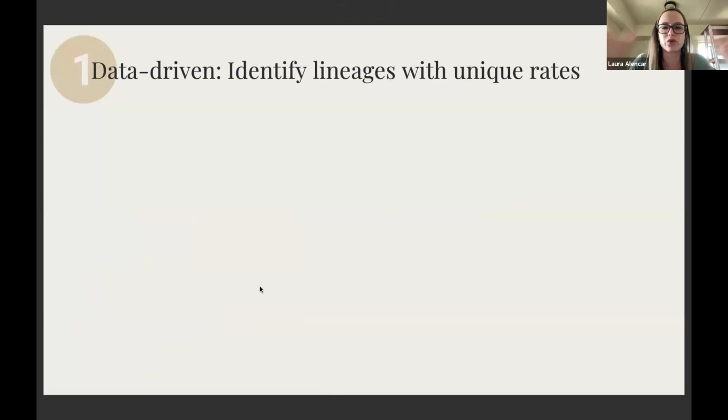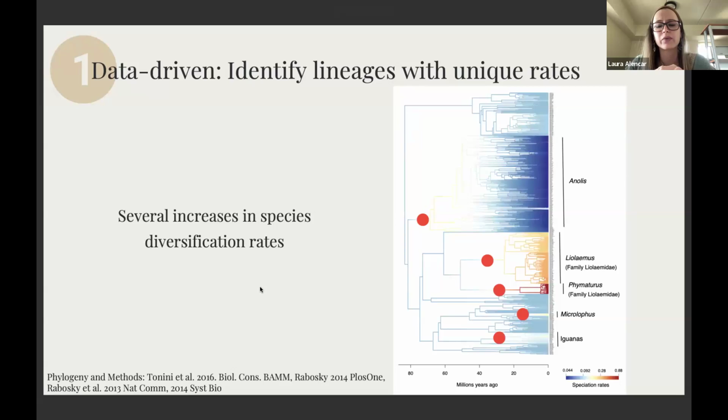So the first step we took to untangle this complex network of processes shaping the macroevolutionary dynamics of Pleurodonta was what we call the data-driven or the phylogenetic natural history step, where basically what we wanted to do was to first identify those lineages in Pleurodonta that have unique diversification rates, or in other words, those lineages that stand out, that have super high rates compared to the background estimates. And by doing that, we found several instances where the diversification rates increased during the radiation of Pleurodonta.